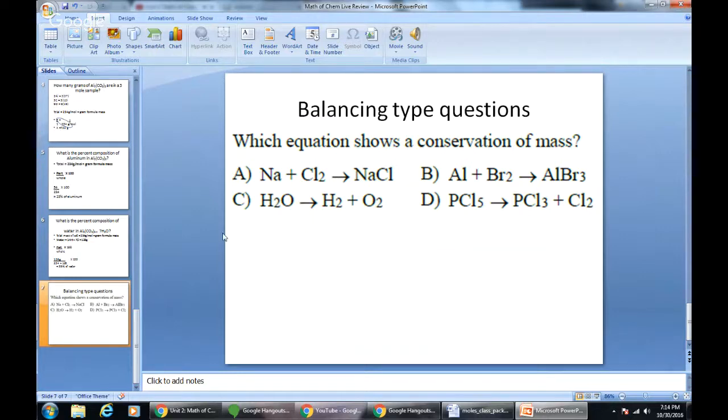Here is a multiple choice type question that they can ask with balancing. Which equation shows a conservation of mass? And we talked about conservation of mass. That means whatever you put in, you're going to account for coming out on the other side of the arrow. These are reactions occurring, so the conservation of mass would be a balanced equation. So which one's balanced? Can you guys figure that out?